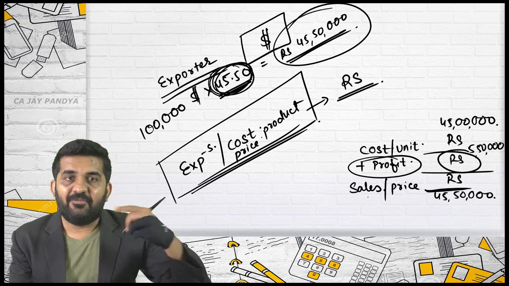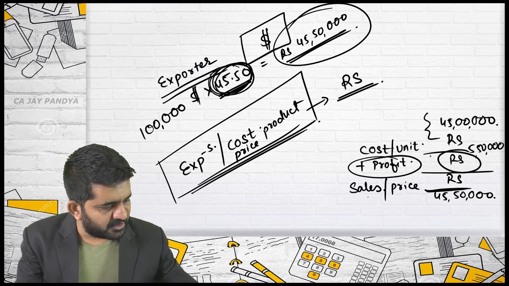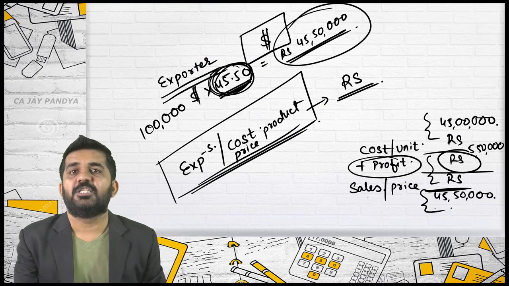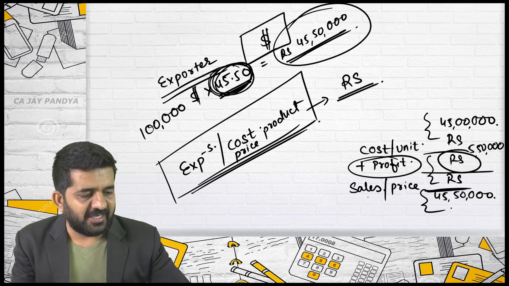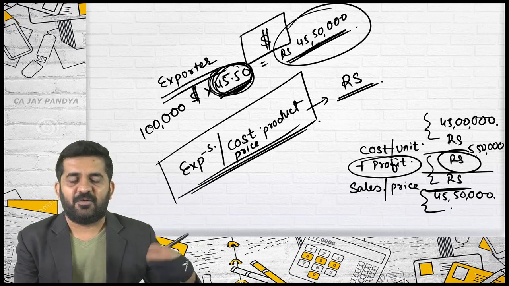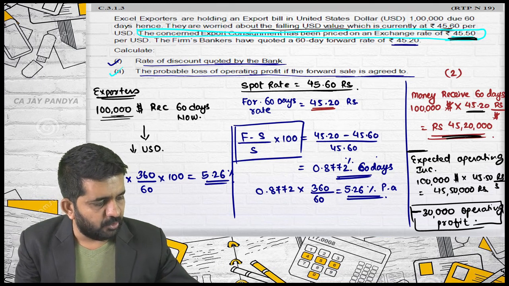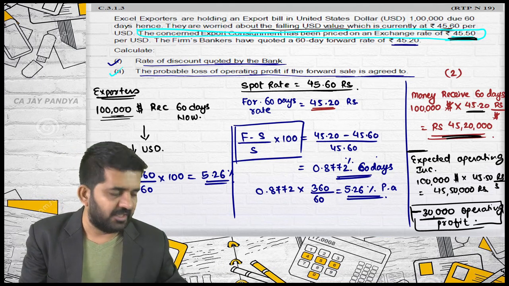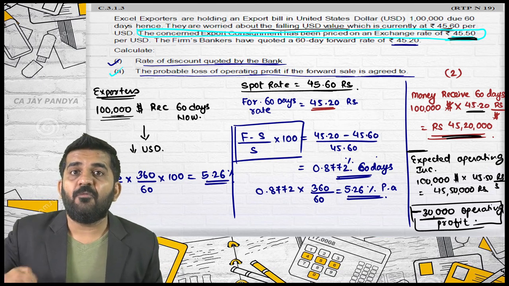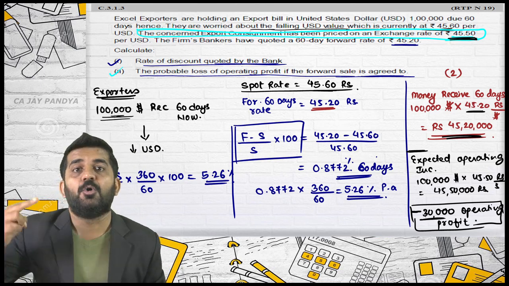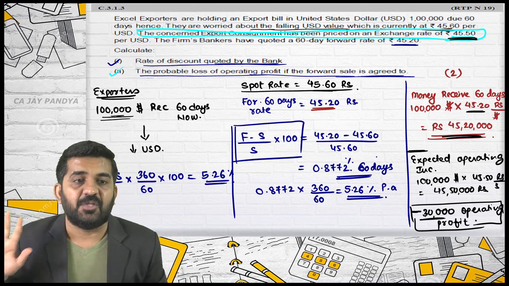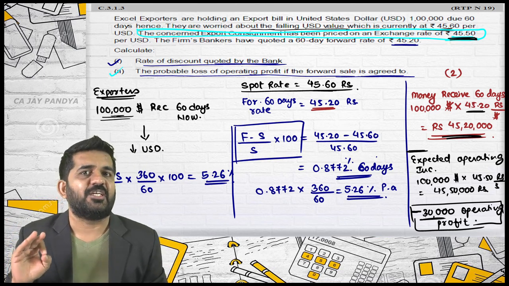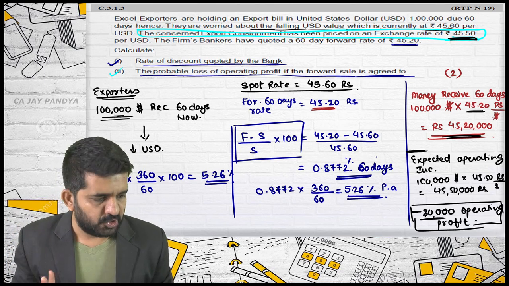45,50,000. So whenever you calculated your cost, your profit and your sales price, you expected that your sales will be 45,50,000. It actually turned out to be 45,20,000. So there is an operating loss of 30,000. If your profit was 50,000, now it will be only 20,000. It will not be 50,000 because the foreign exchange currency rate has fluctuated.